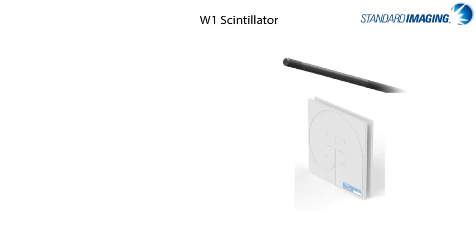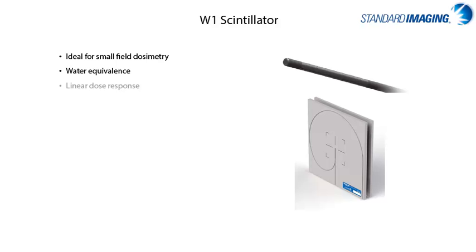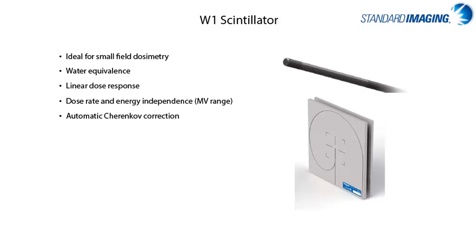Another instrument of interest for small field measurements, and only available from Standard Imaging, is the W1 Scintillator. This scintillator is a 1x3 cylindrical BGO scintillating crystal attached to a fiber optic cable. This instrument is ideal for small field dosimetry as it is water equivalent, has a linear dose response, is dose rate and energy independent, and there is an automatic Cherenkov correction applied to the measurements when the scintillator is used with the Supermax electrometer.